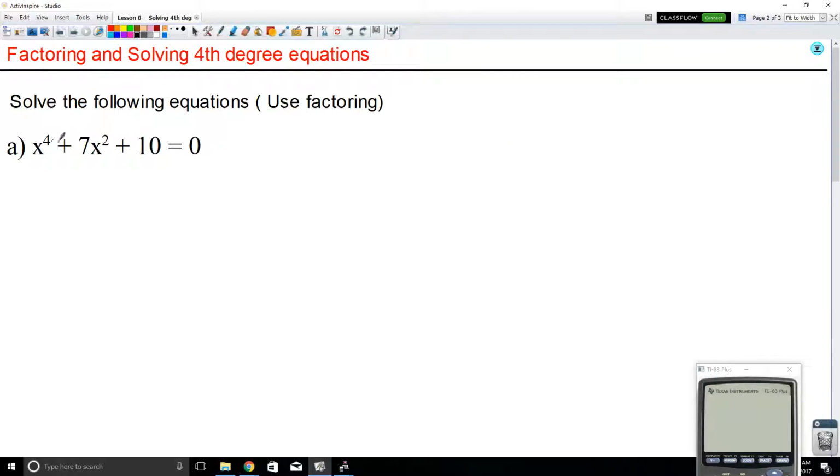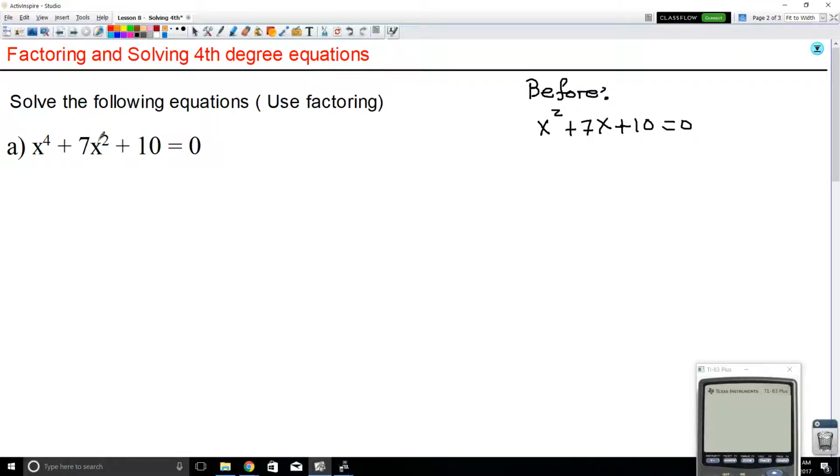So notice here that we want to solve the following equation. It's kind of the same equation as we had in the previous lesson, but here there's a slight difference. Notice that the highest exponent is 4, and then it comes to 2. Before, this is what we have seen before. This is what we're used to.